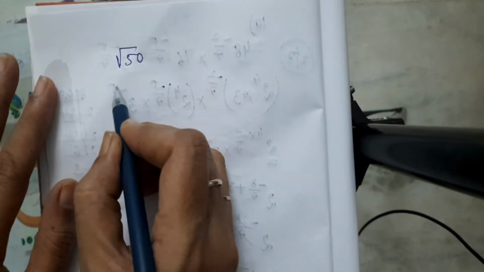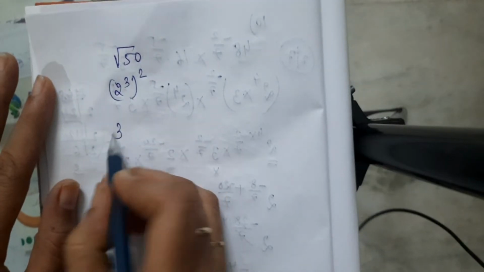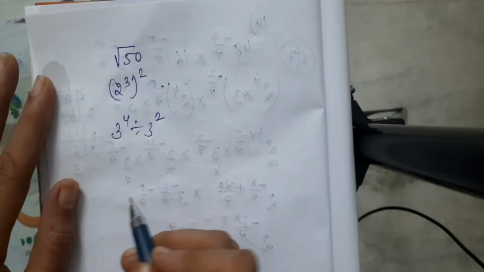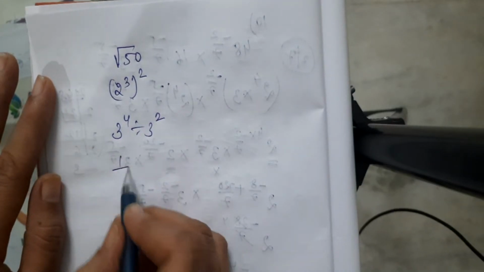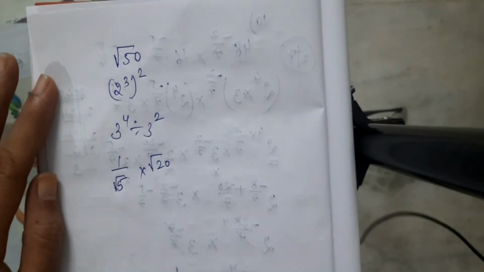Root 50, 2 cube raised to square, 3 raised to 4 divided by 3 square. And one more question is 1 by root 5 multiply by root 20. So let's start one by one.